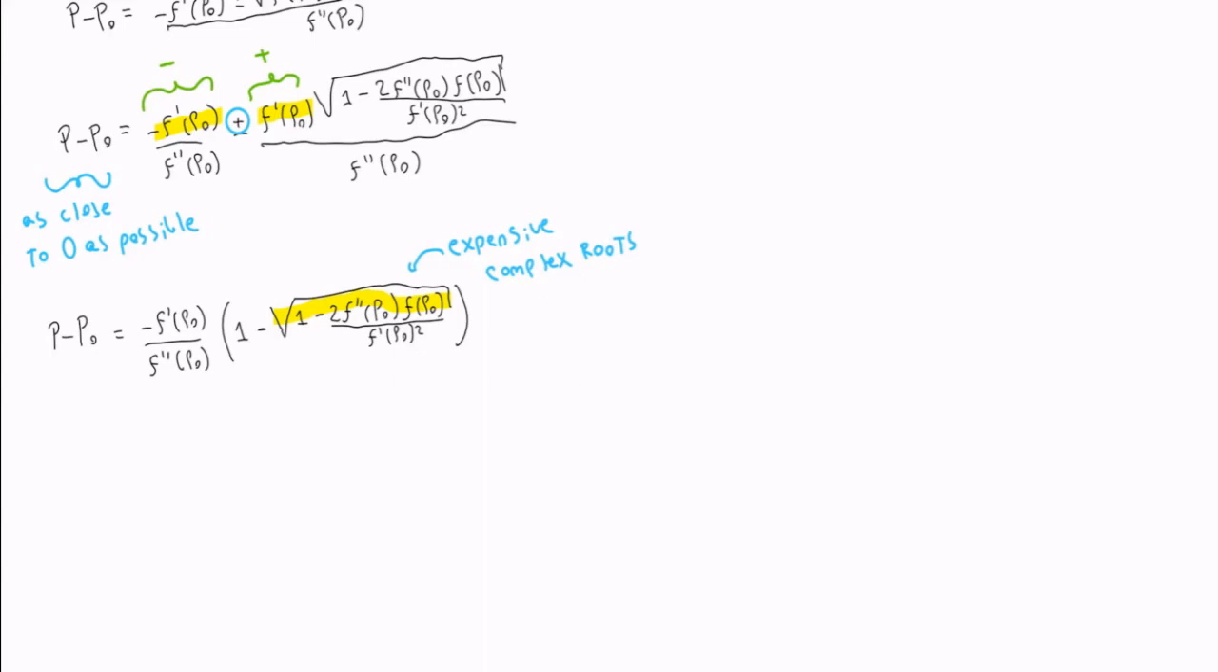We can simplify this further and get rid of the square root by remembering our initial assumption, which requires p sub 0 to be close to the actual root. By remembering this assumption, we can see that this term inside the square root should be small, because if p sub 0 is close to p, then f evaluated at p sub 0 is going to be close to 0.